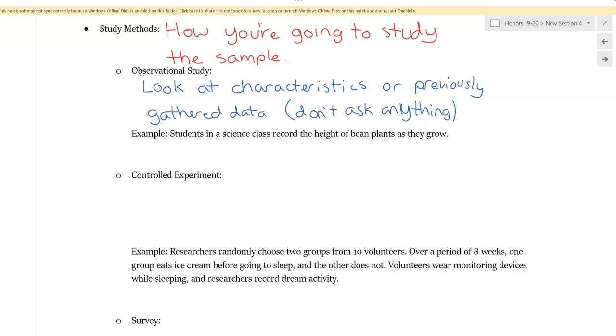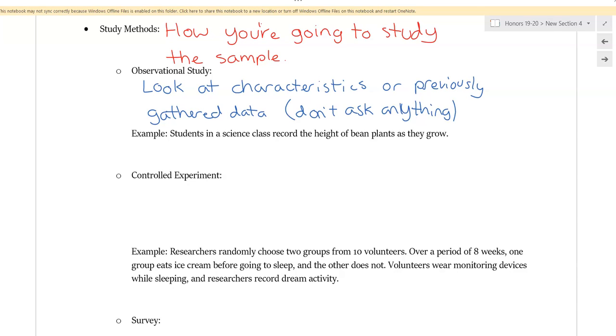A lot of times with observational studies too, it's things like how many people got speeding tickets. I'm going to go into the records of the local police department and count the number of speeding tickets they gave out. I'm not going to pick a sample of people and say, hey, did you get a speeding ticket? Did you get a speeding ticket?